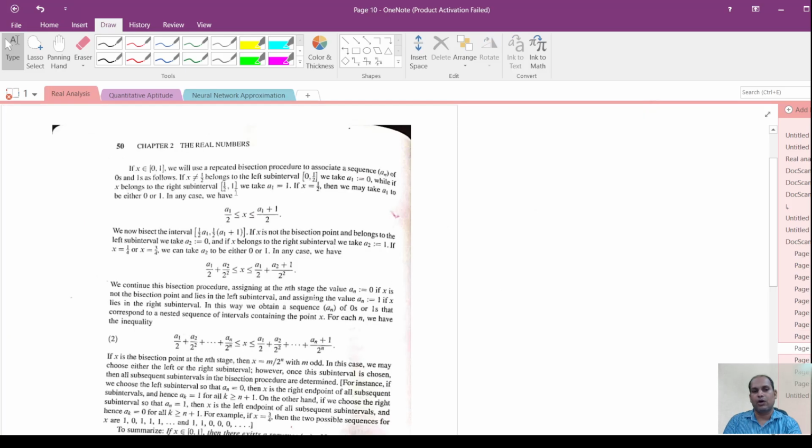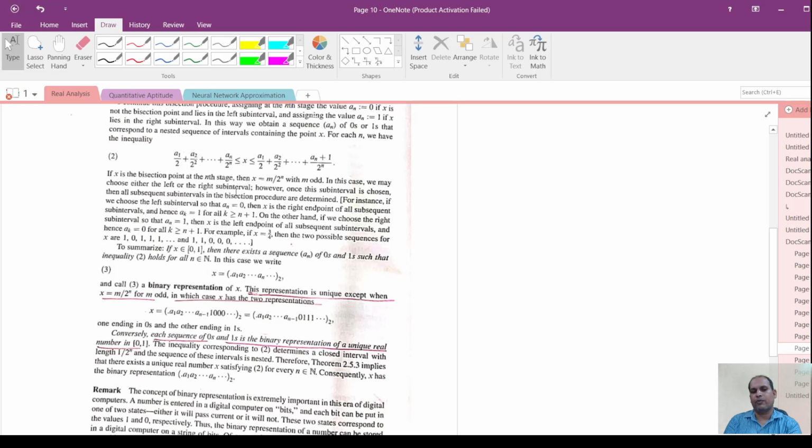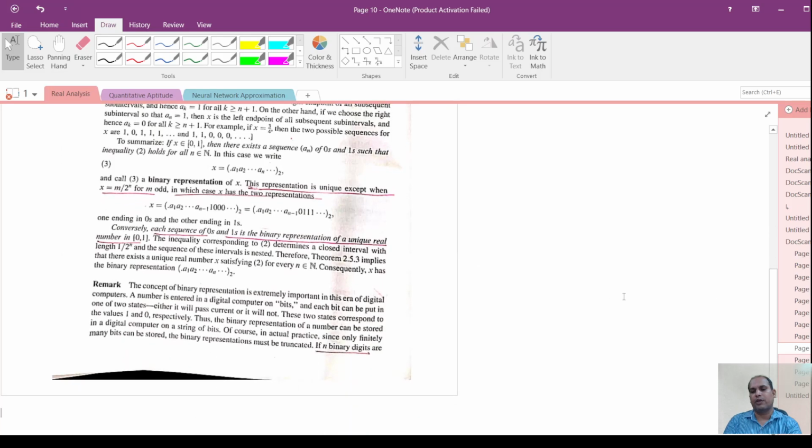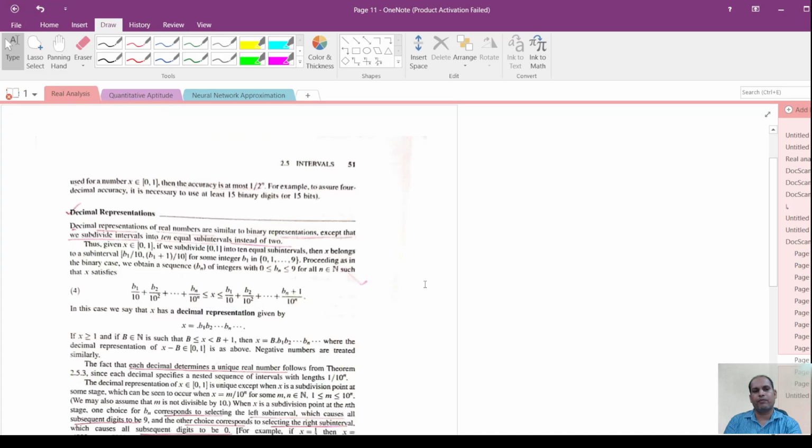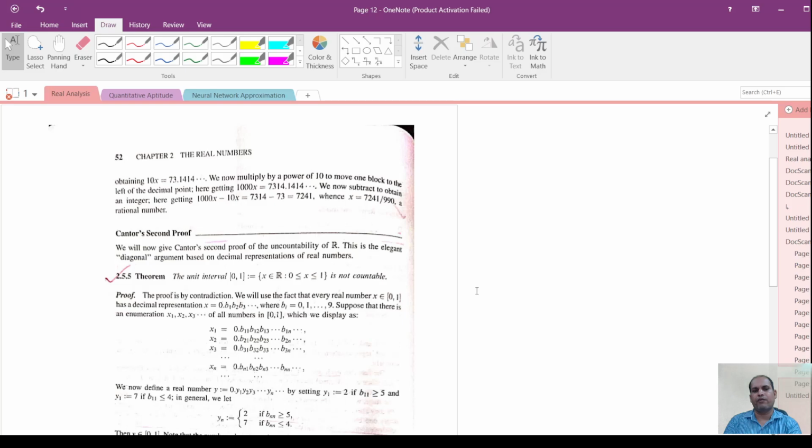In the next lecture, I will cover the binary representation, how to write any given number in binary, ternary and decimal form, and then from there we will do this theorem. After decimal representation, binary and ternary form, we will do this theorem, the unit interval 0 1 is not countable, using the representation of real numbers, and then we will move to the concept of Cantor set.